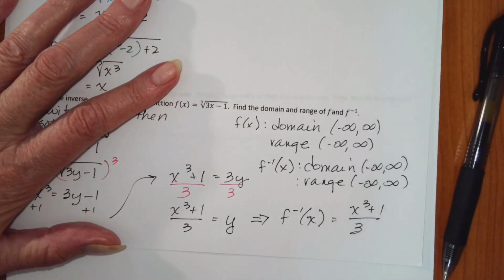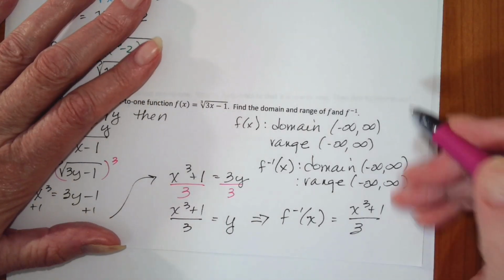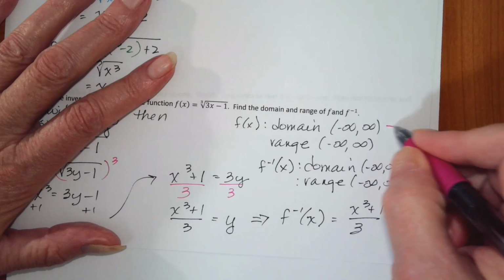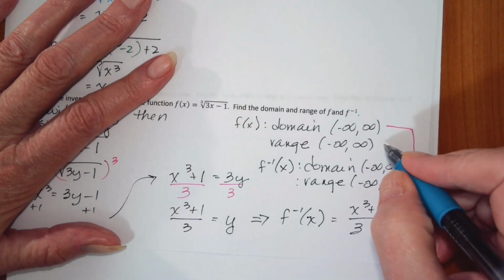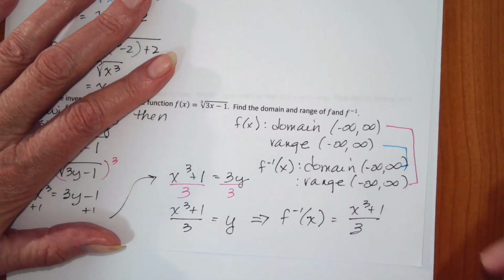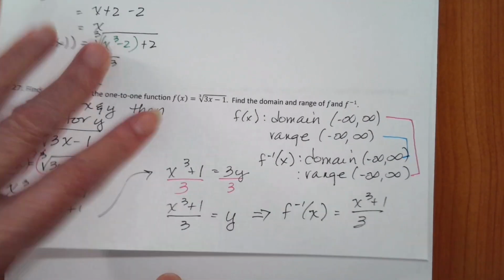But you can also think about it, since it's 1 to 1 and you found the inverse, the domain of f of x is the range of f inverse. The range of f of x is the domain of f inverse.